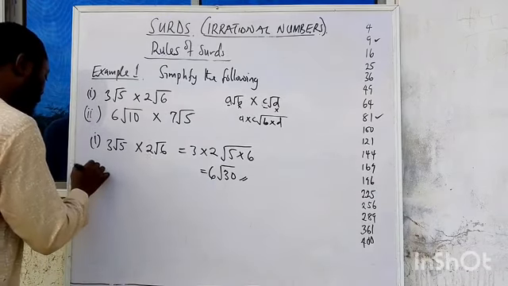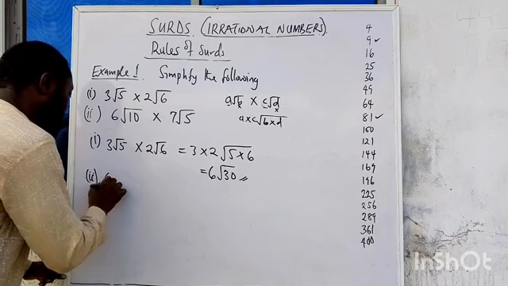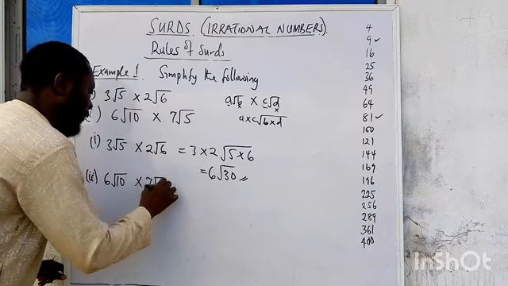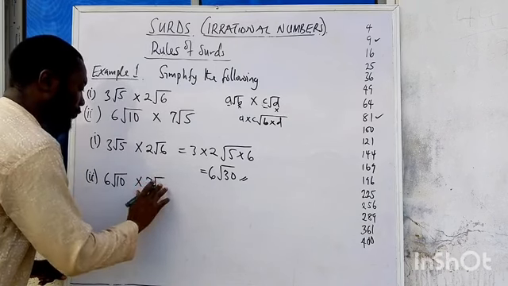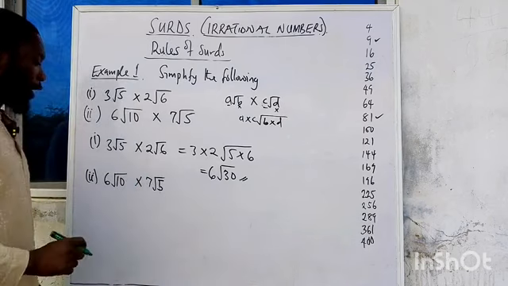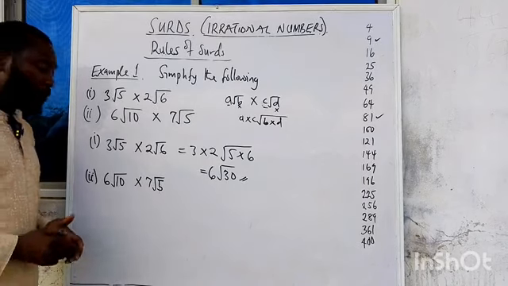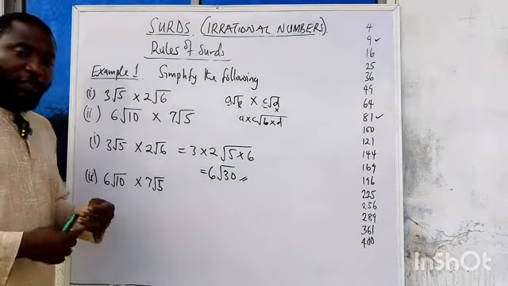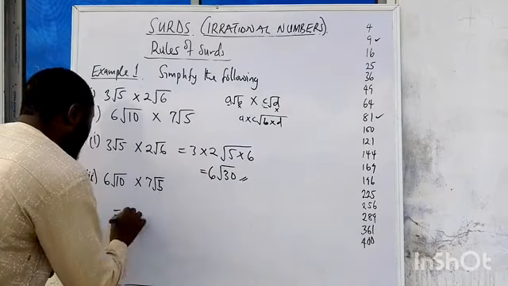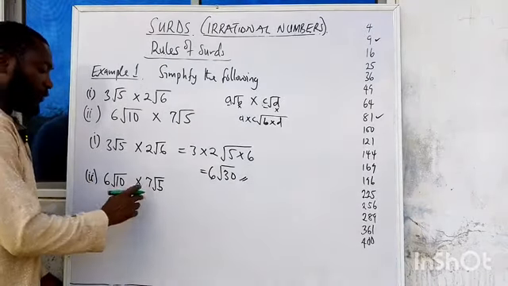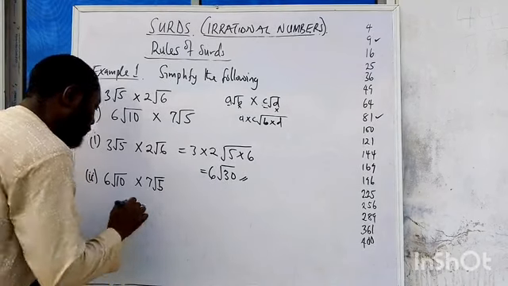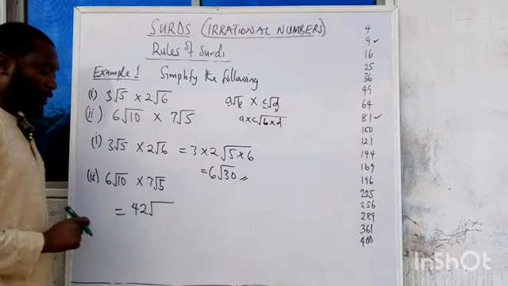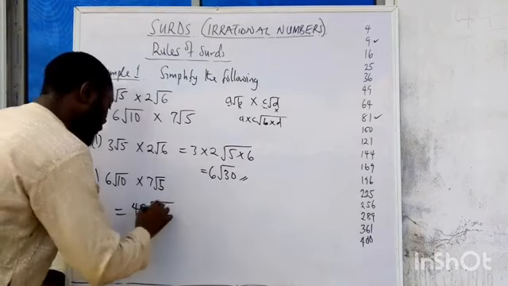Now in the second example, we have 6 square root of 10 multiplied by 7 square root of 5. Here also, we are using the multiplication rule. The multiplication rule says multiply the value outside the root with the one outside, and multiply the one inside with the one inside. That is 6 multiplied by 7, and that is 42. Now, 10 multiplied by 5 is 50.